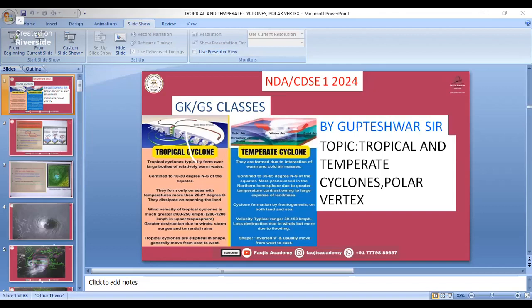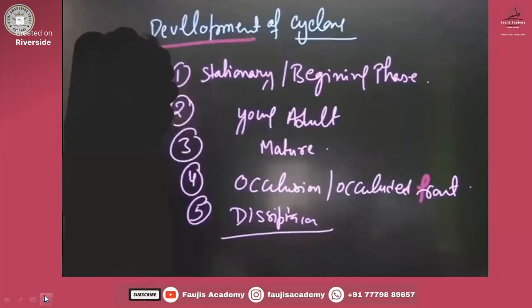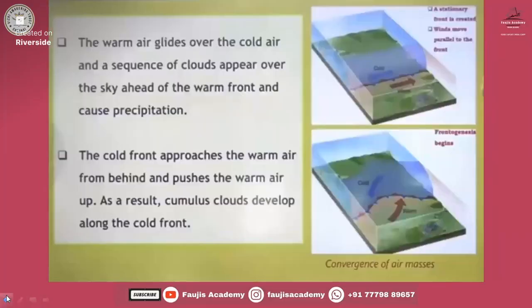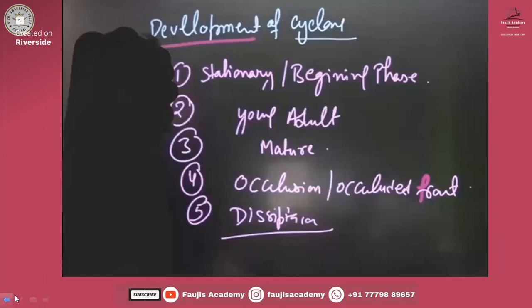Then you should have an interface, me in the middle. Just I was going in the flow. Okay, now? No, sir. Now, can you see the development of the cyclone? Yes, sir. It's in the warm air glide, sir.